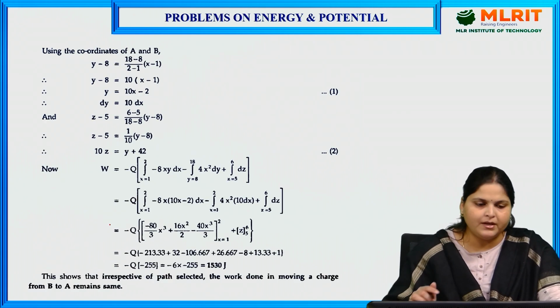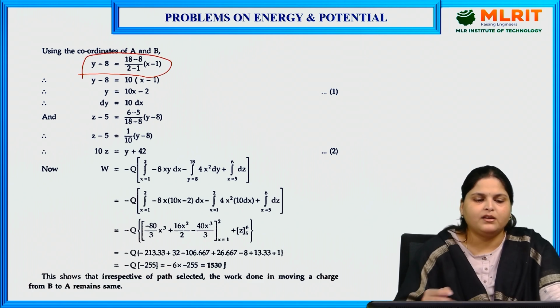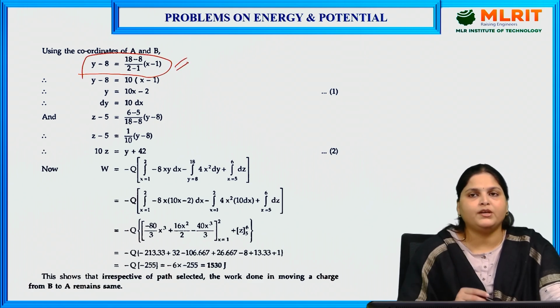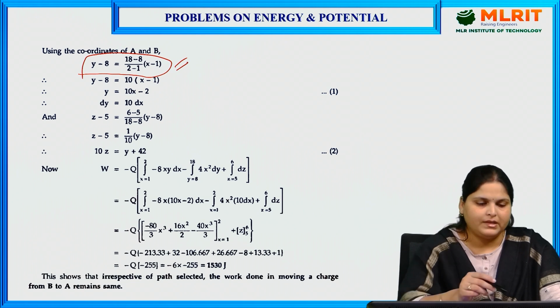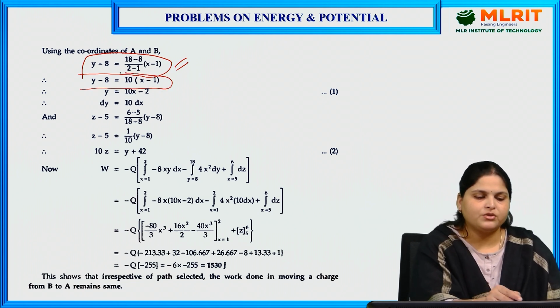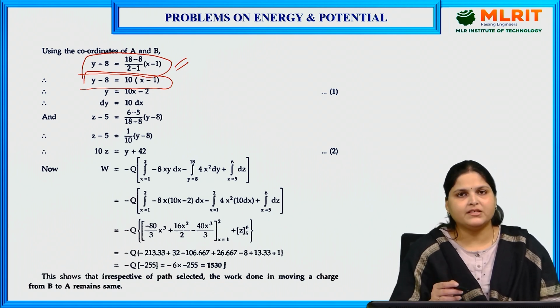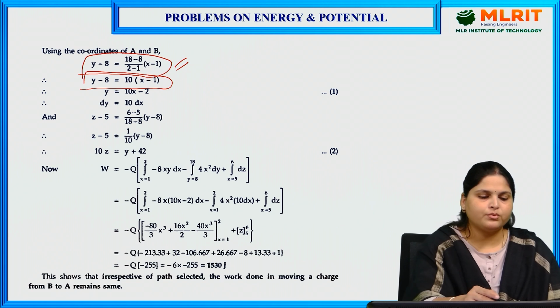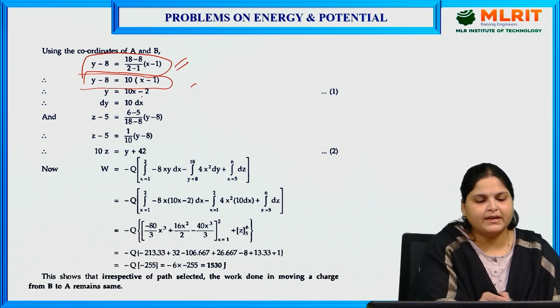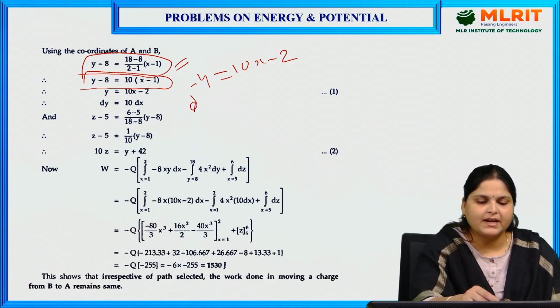So this will become Y minus 8 is equal to 18 minus 8 upon 2 minus 1 into X minus 1. Second equation becomes, on further solving, Y minus 8 is equal to 10 into X minus 1. When we further simplify, we get Y is equal to 10x minus 2. And when we differentiate it on both sides, we get dy is equal to 10 dx.